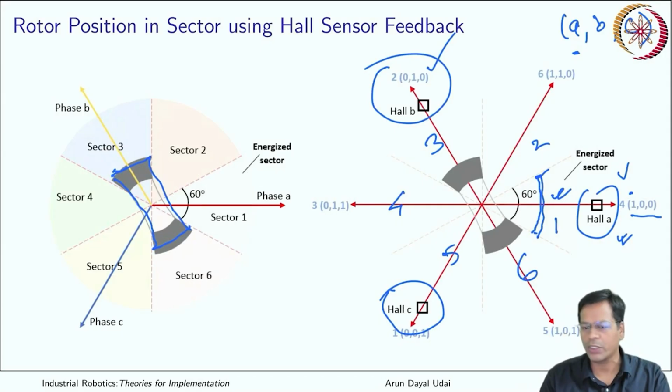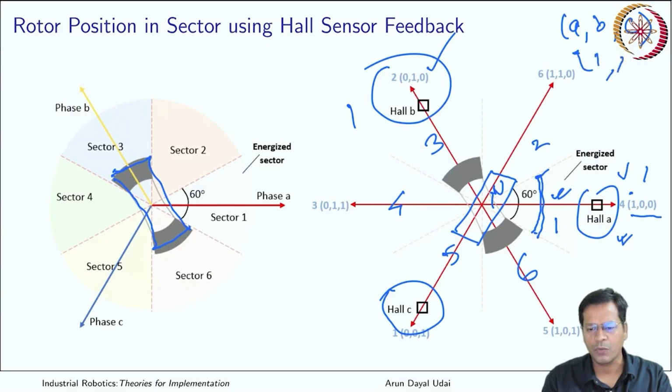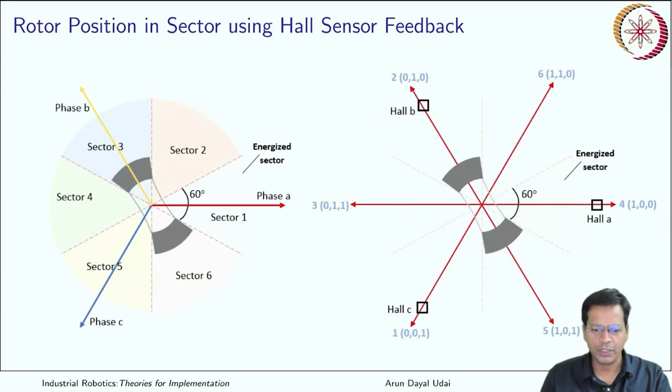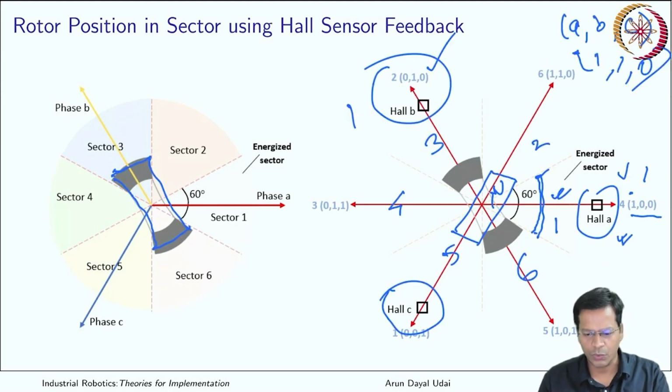So yes, if your rotor is something like this, this is your north pole. So this will turn this one 1, this one 1. So effectively the bit output that you will get is 1, 1, and 0. That is for A, B, and C becomes equal to 0. Got it? So now, let us come to yet another zone.